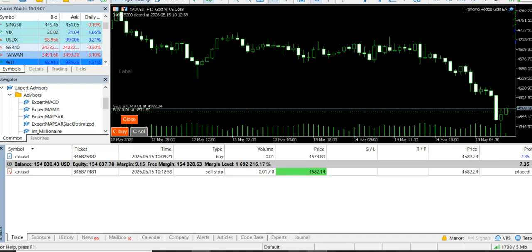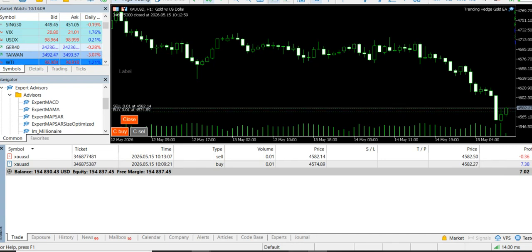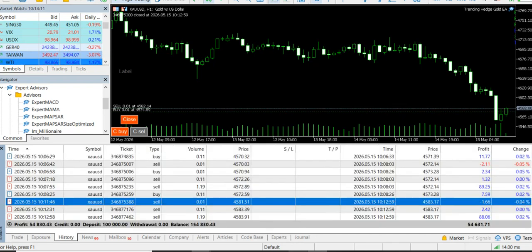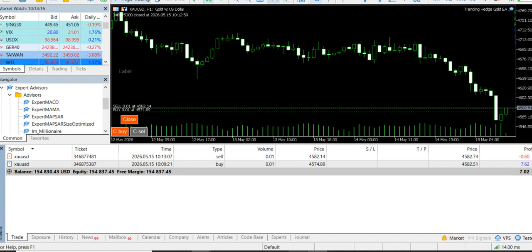Okay. So this last trade has given how much? Not sure. You can see. Okay. So this is how this works: quick enter and quick exit.